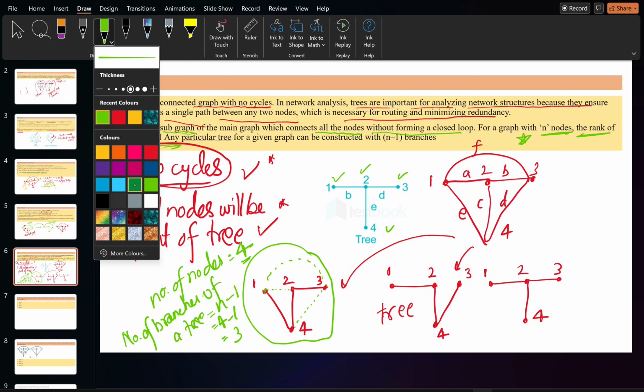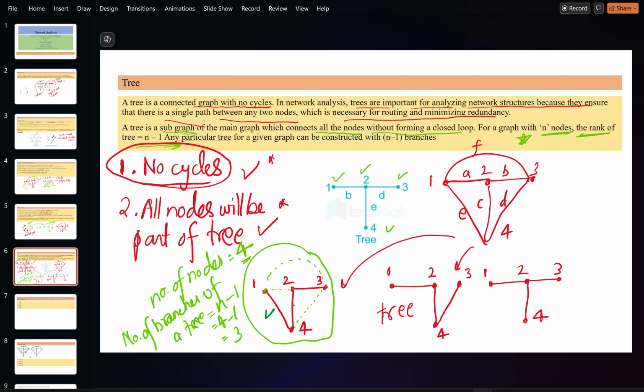So if you see here, there are one branch, two branch, and three branch. In this tree, this is the first. Suppose in the second tree, if you see one, two, three branches are there. In the third tree, if you see one, two, three branches are there. So it means that if you have four nodes, you can make the tree with three branches. That is the n minus one number of branches.